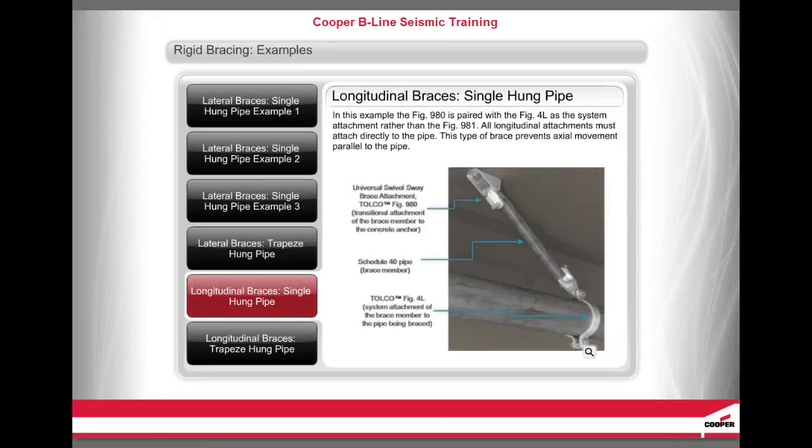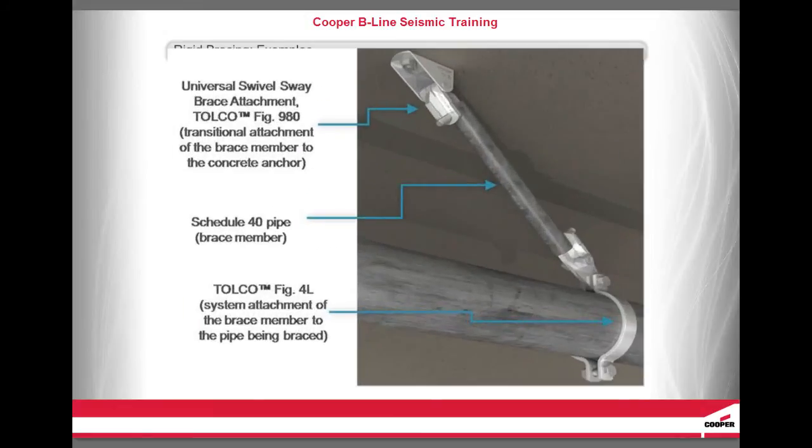In this example, the Figure 980 is paired with the Figure 4L as the system attachment rather than the Figure 981. All longitudinal attachments must attach directly to the pipe. This type of brace prevents axial movement parallel to the pipe.